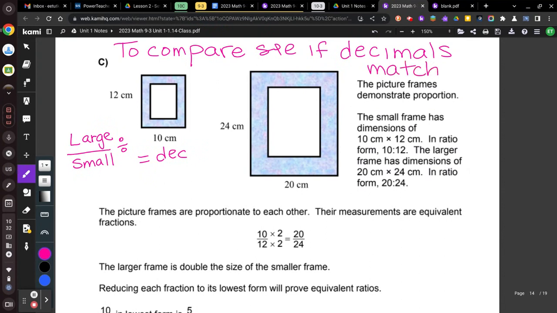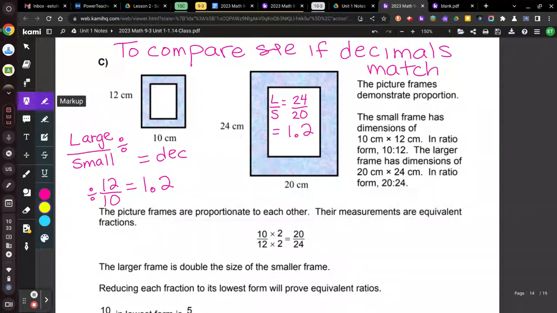So if I take large divide small, 12 divide 10, I'm going to get 1.2. Now I need to do the same thing on the big one. So I need to take my large side, divide small side. So I'm going to take 24 divide 20, and I want to see if I get the matching decimal. And guess what? Boom. I get the matching decimal.